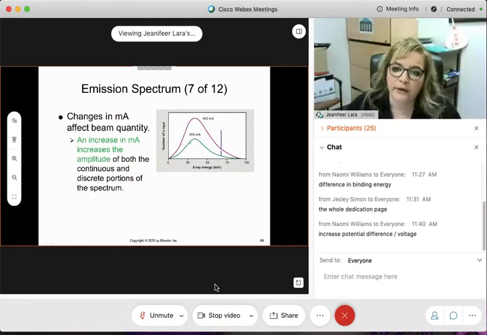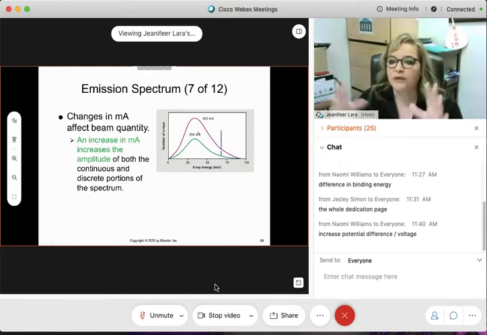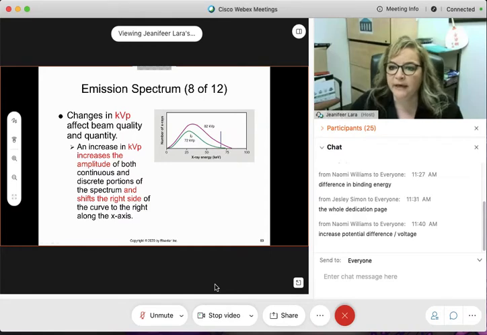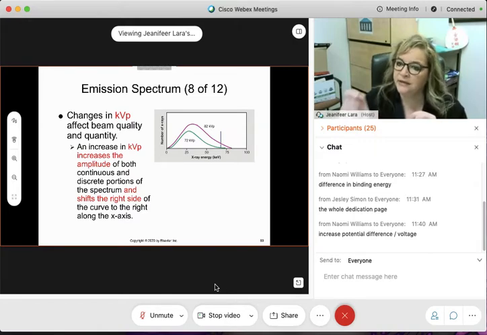Meaning, if I gave you $1 and I doubled it, then I gave you $2, so you should have exactly double the amount of that value. If I double my kVp, it is not going to give me double the amount of quantity. So it affects it. It does not control it.